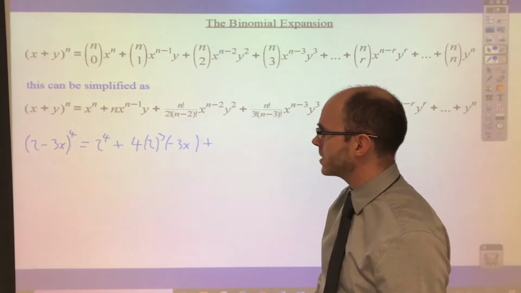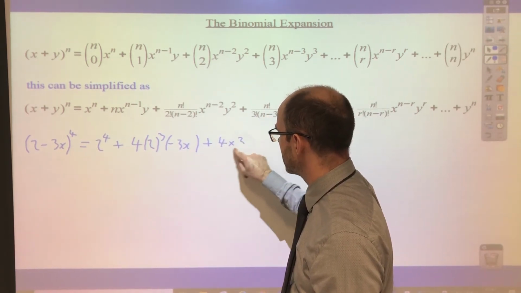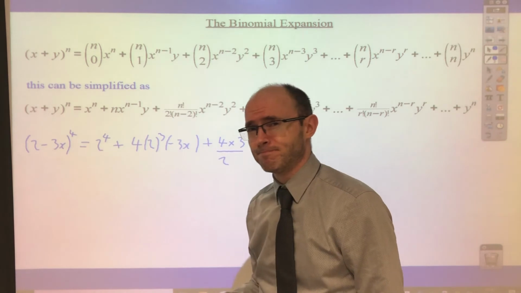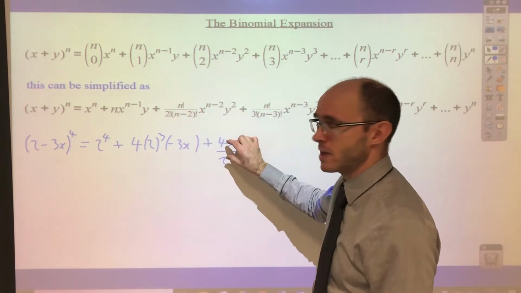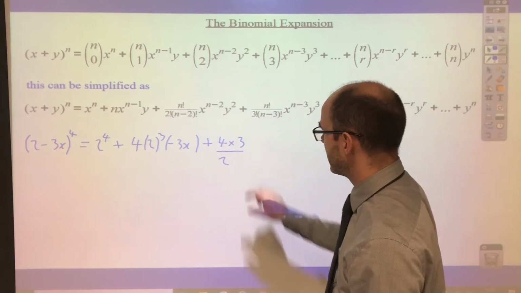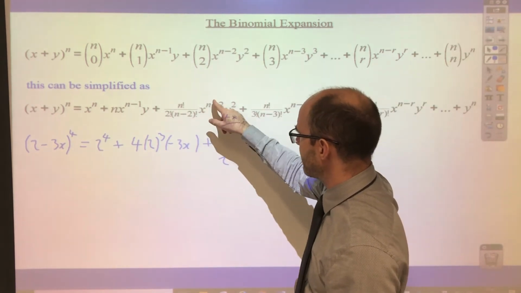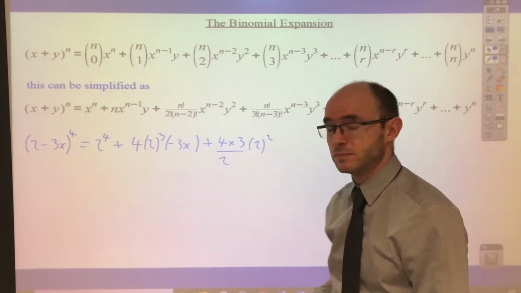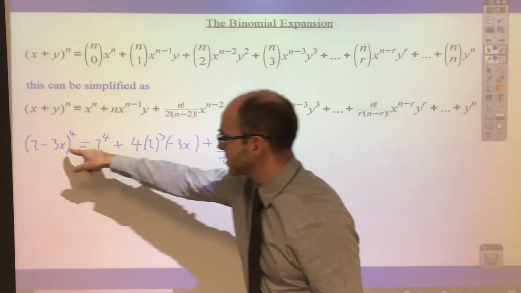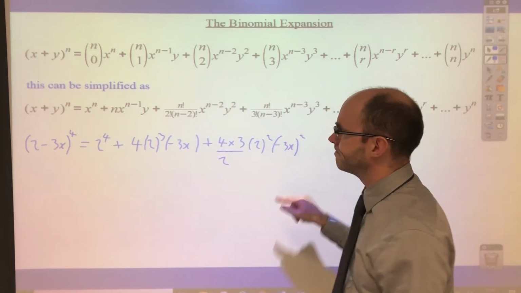Now, you know what I'm going to do here? So here it's 4, here it's going to be 4 times 3 over 2 factorial. Remember the super speedy quick method, okay? Check it if you don't believe me, but that coefficient is the same as that. It's 6, basically. And then you've got x to the power of n minus 2, so it's 2 to the power of 2. And then you've got the y squared bit, which is negative 3x, and then that's squared, okay?